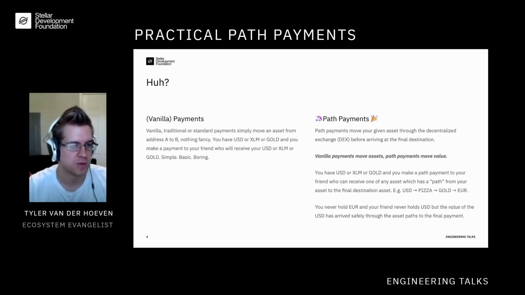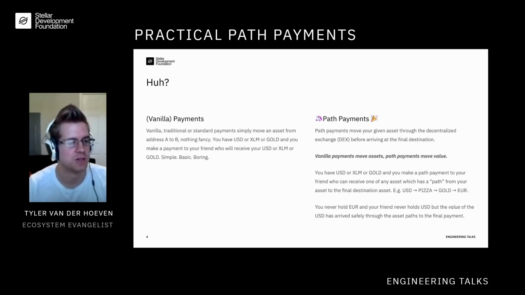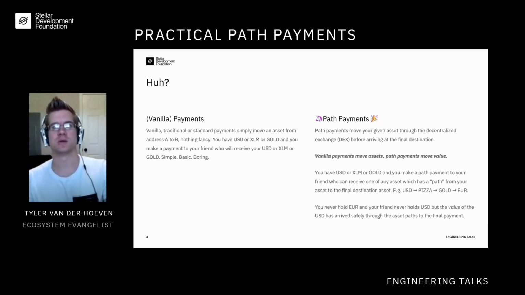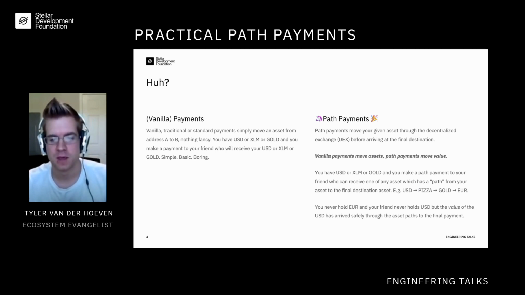So vanilla payments, we've already talked about that a little bit. Traditional standard payments simply move an asset from address A to B. Nothing fancy. You have any asset and you make a payment to your friend who will receive any of those assets that you sent them. Nothing fancy. They're very essential, but they are simple, basic, boring. And I think if we only think of payments in that way, we're missing a huge part of what Stellar allows us to do. So in come path payments.